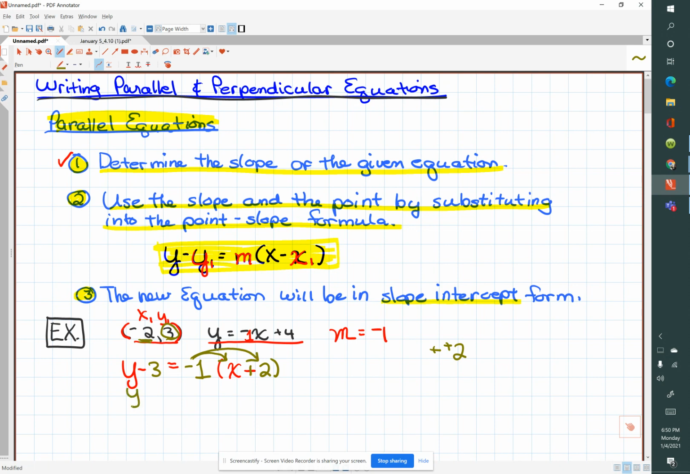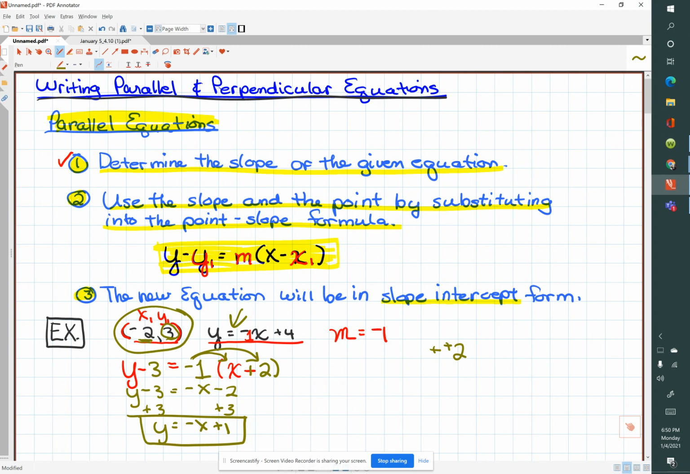So we have y minus 3 equals -x. -1 times +2 is -2. Now we add 3 to both sides of the equation, and y equals -x plus 1. And that's our final answer. Remember, we were asked to write an equation that has the same slope as this equation and uses these points.